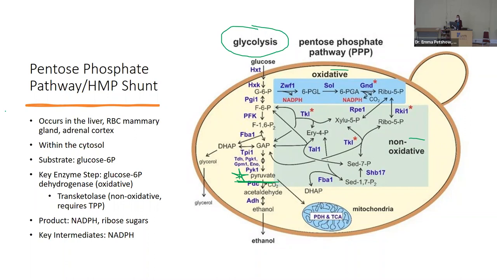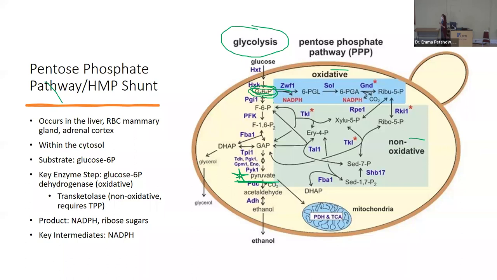Our substrate we start with is glucose-6-phosphate. When I said that was the committal step of glycolysis, glucose-6-phosphate is the starting point for our pentose phosphate pathway. Our products are going to be NADPH and ribose sugars. Why is it important that we can create NADPH? Glutathione. It's used as a cofactor for a lot of these reactions. This pathway shows us how we can generate some of these molecules that are key for our other biochemical processes. So that's why it's a helpful shunt.